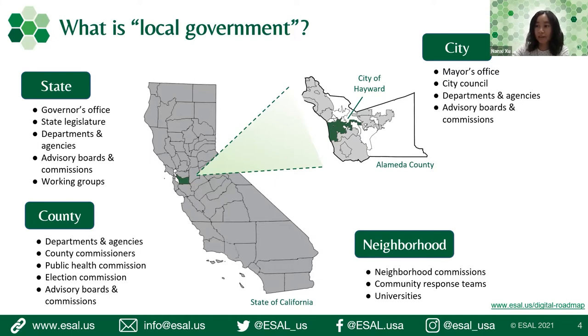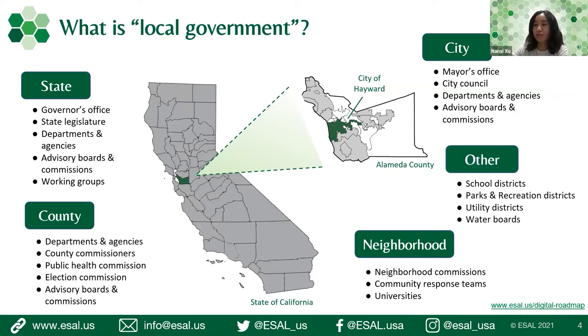If you already work at a university right now, this is a great place to get started because a lot of advocacy groups are formed here, and a lot of working groups also collaborate with other organizations outside academia and local communities. And finally, there are ad hoc and working groups in between all these levels, such as school districts, rec utility districts, and water boards. And this is just a broad sampling to give an overview of what local government looks like.